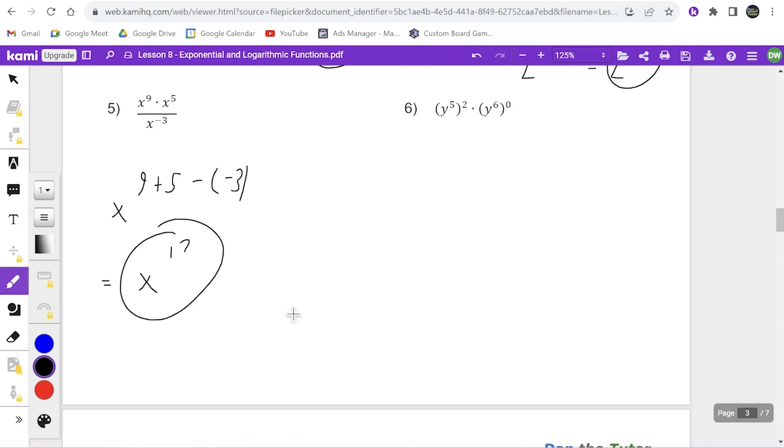Okay then. And why don't you try number 6 on your own as well? Remember your order of operations. You got to do the exponents first, then multiplication second. Okay, I'm going to say time's up for that one now.